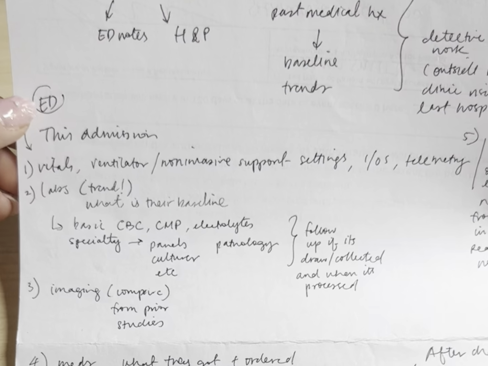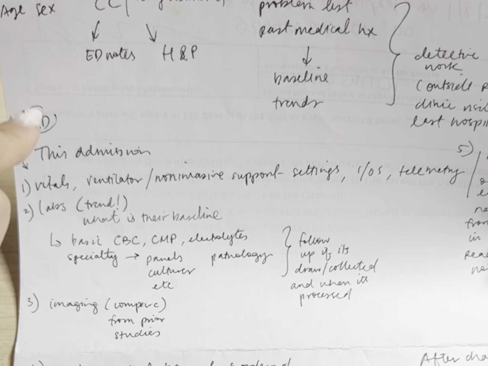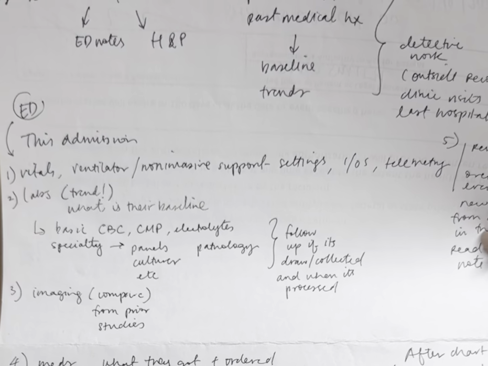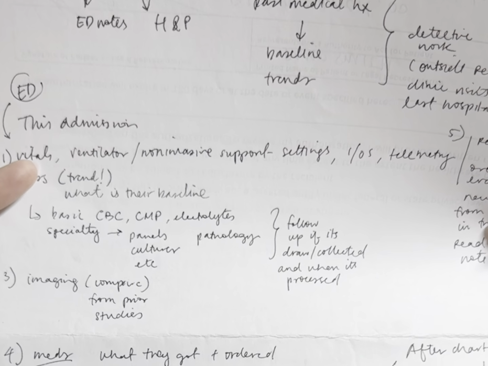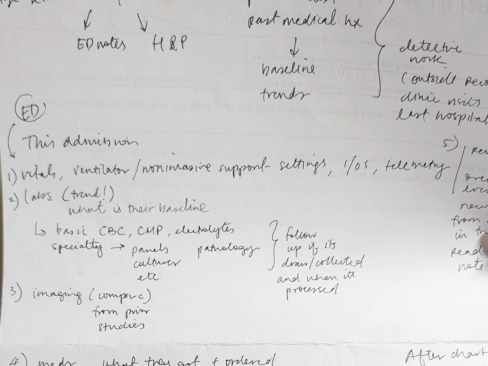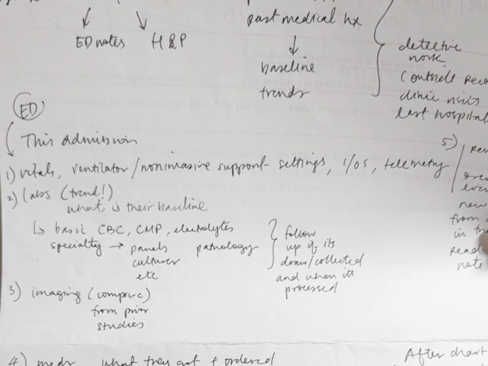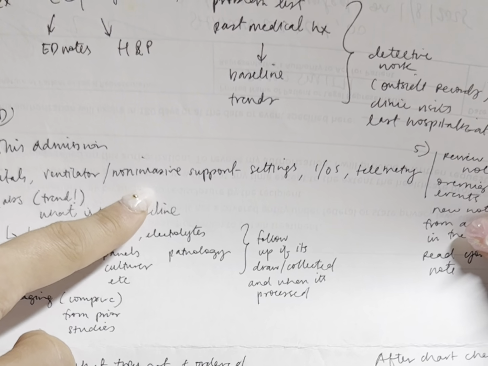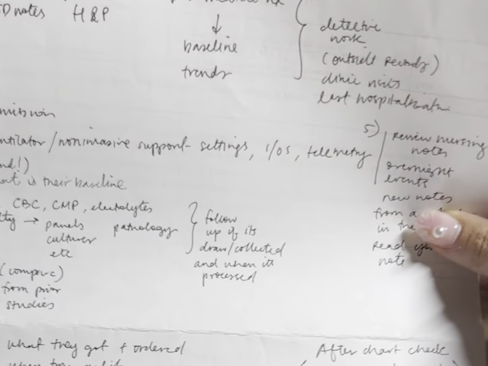Now we get to this admission. When you're looking at this admission, I always look at the ED notes and what they've done in the ED. We go through this systematically. First, I look at vitals. And vitals includes heart rate, their temperature, the blood pressure, their breathing status, are they on oxygen or not, if they're on a ventilator, if they need any type of support like CPAP, BiPAP.